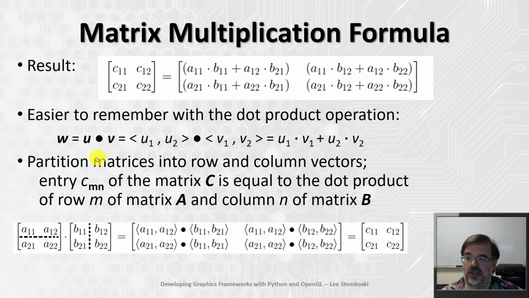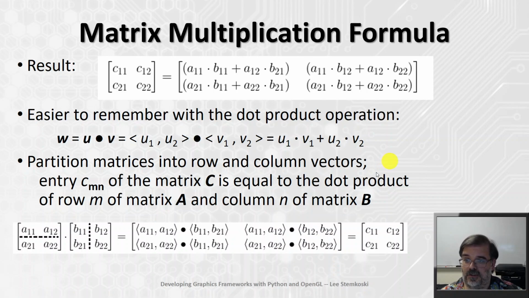Given two vectors, u and v, with components u1, u2, and v1, v2, the dot product, which is typically indicated with a very large dot to distinguish it from a normal multiplication dot, is defined as the product of the first components plus the product of the second components. And the result is not a vector, it's just a number.